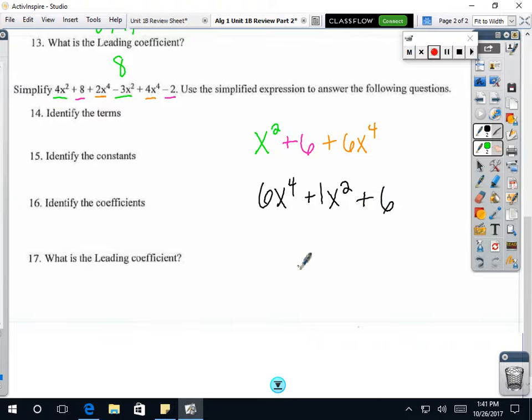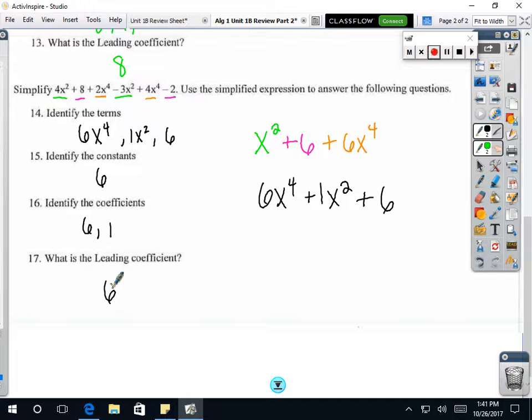What do we name this polynomial? Quartic trinomial. Quartic because it's degree 4, trinomial because it has 3 terms. What are those terms? Right. What are the constants? What are the coefficients? What's the leading coefficient?